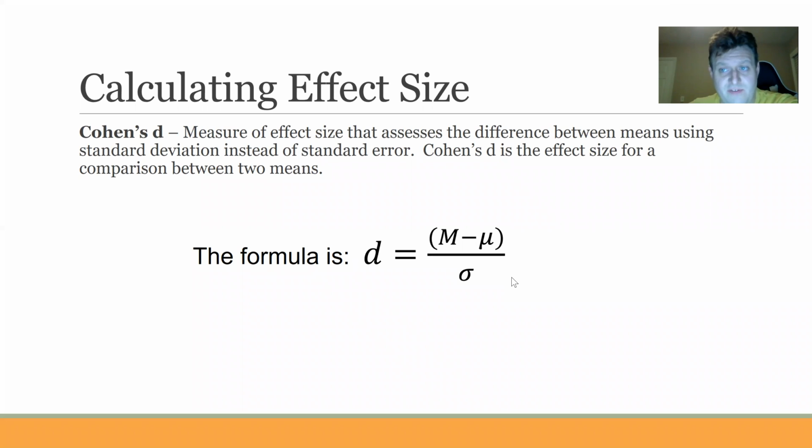Now, mind you, the effect sizes are going to change as we move on to different statistics. But for when we're comparing two means, this is the effect size that we're going to use, Cohen's d. The way that we interpret this is, let's say Cohen's d is 1. That means that there is one standard deviation unit difference between the two means. Let's say that Cohen's d is 0.5. That means there's half of a standard deviation unit between the two means. That's how we would interpret Cohen's d.